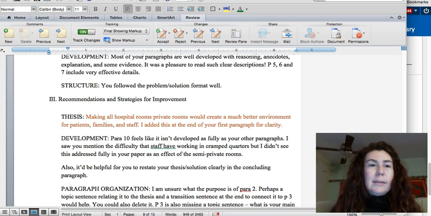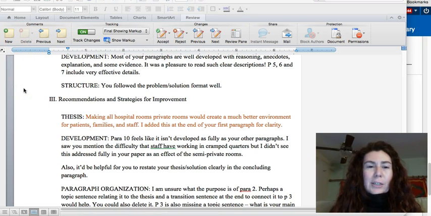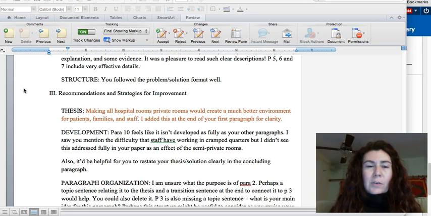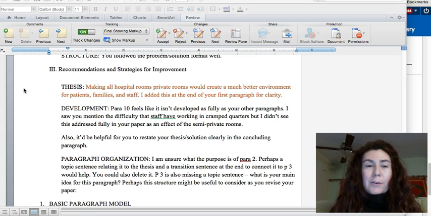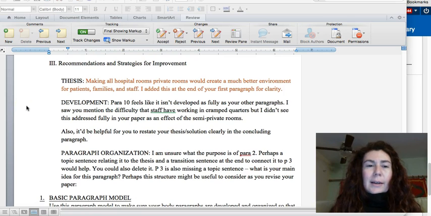Okay, third section, recommendations and strategies for improvement. This is the big one here for us. This is the one that I'm going to be looking at very closely when I look at your letter of analysis. You should be able to identify the thesis. You should be able to tell me which paragraphs or which sections need further development.